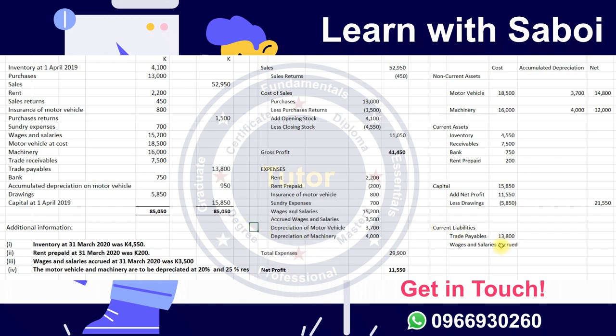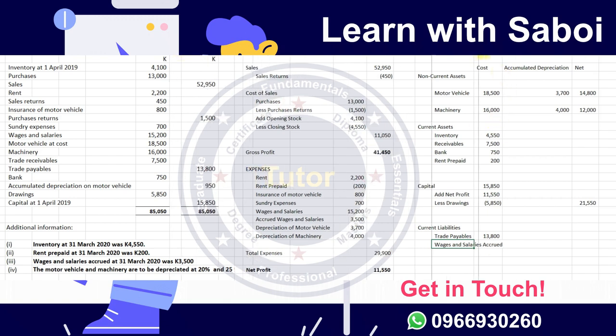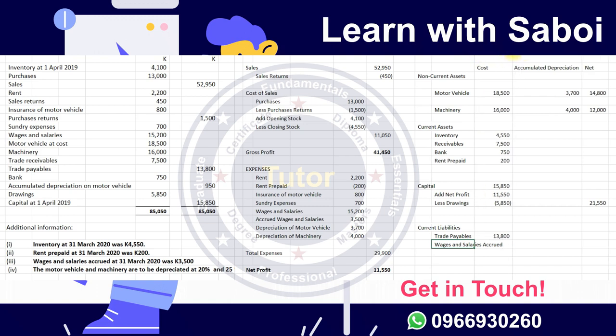And where do we get this particular information? Oops, space again. Maybe if I move this there. Is that going to be good enough? Okay, so wages and salaries accrued, we were told under 3 here, wages and salaries accrued at 31st March 2020 is 3,500. So we'll put 3,500 like that. That's our wages and salaries accrued.